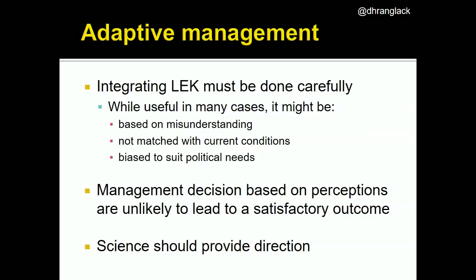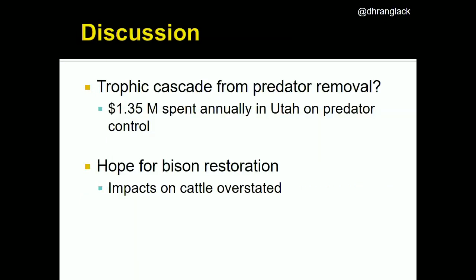It might not be matched to current conditions, or they could be reporting their perceptions with the bias intentionally to support their political needs. They know that if they complain about rabbits, nothing will happen, but if they complain about bison, that can be a big issue. So management that's based purely on perceptions is unlikely to lead to satisfactory outcomes. So science really should be providing the main direction here.